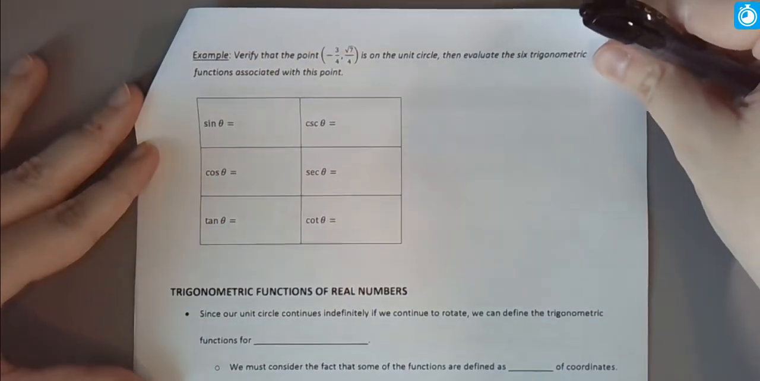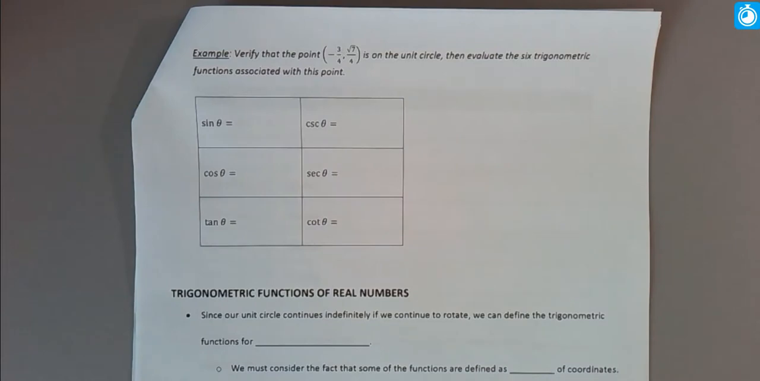So let's go back to our notes. Let's do an example just using the unit circle. So first thing, we want to verify that this ordered pair, -3/4, root 7 over 4, is on the unit circle. And then assuming that it is, we want to evaluate our 6 trigonometric functions associated with this point. Well, how do we know that this is actually on the unit circle? Well, we know the equation of the unit circle.